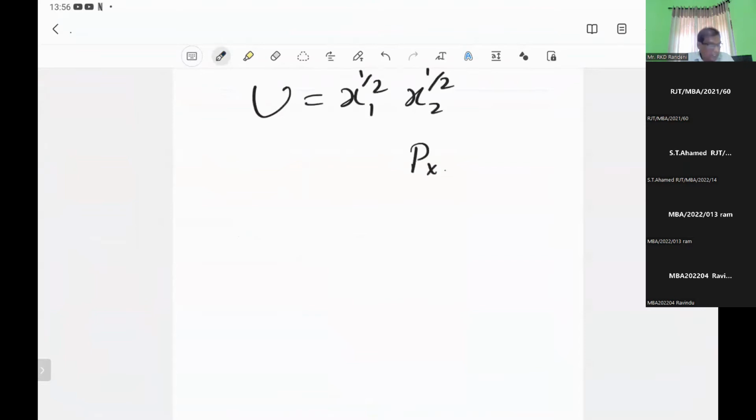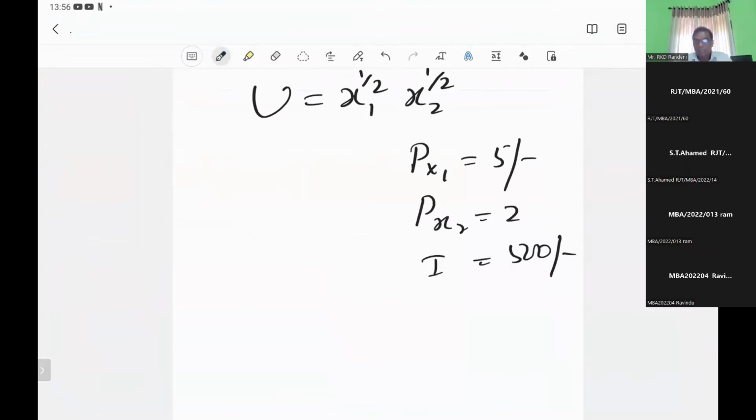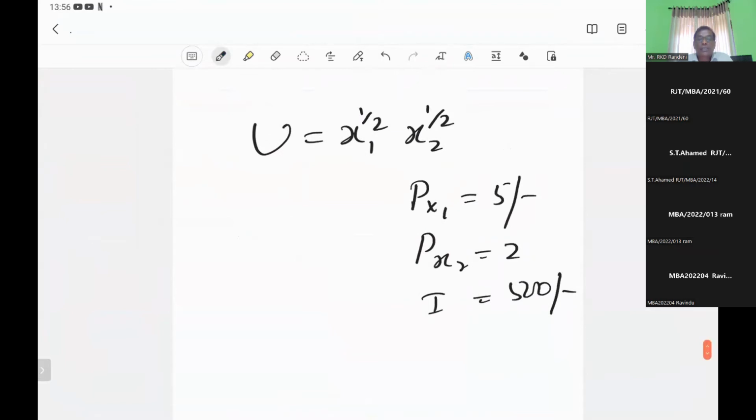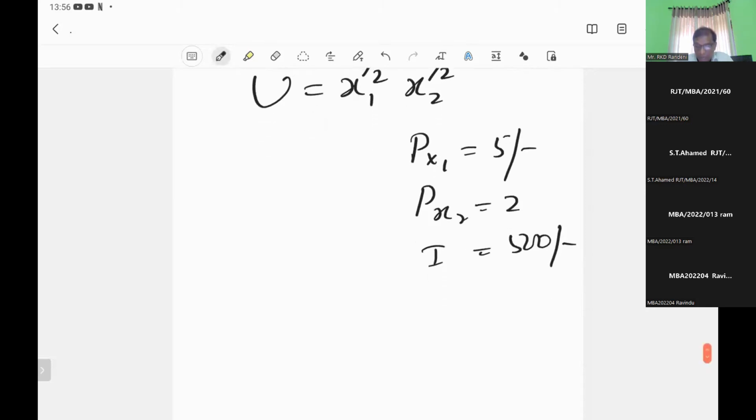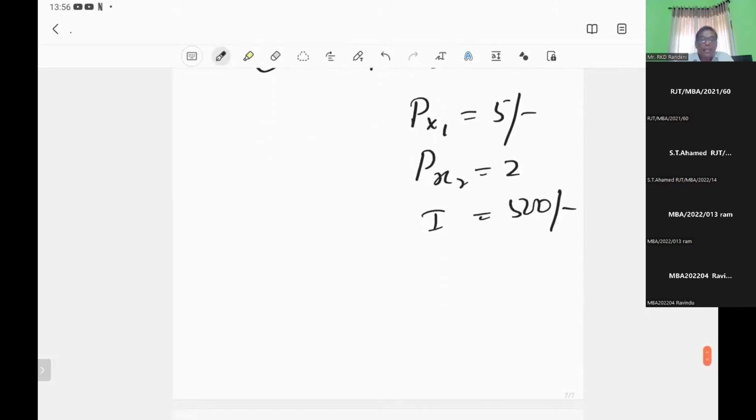Price of x1 is 5 rupees. Price of x2 is 2 rupees. Income of the consumer is 500. These are the given details, right? Now you have to find out the utility maximization: how much from x1, how much from x2, like that, right? Now this is the condition.